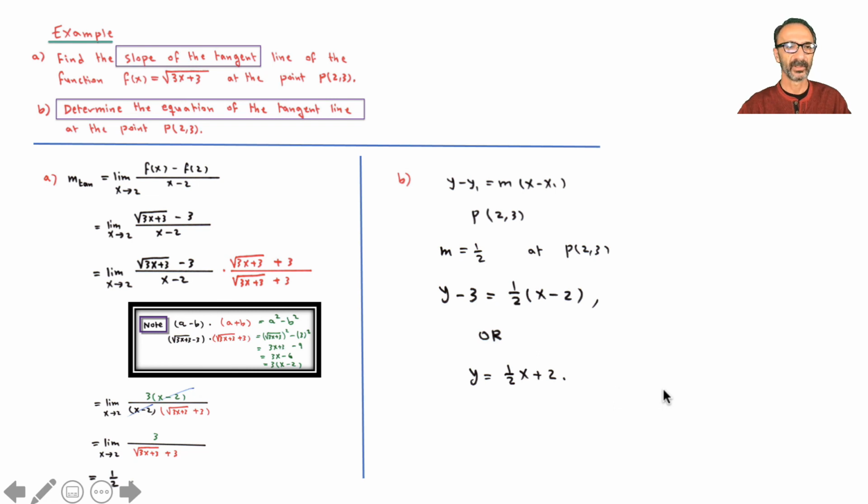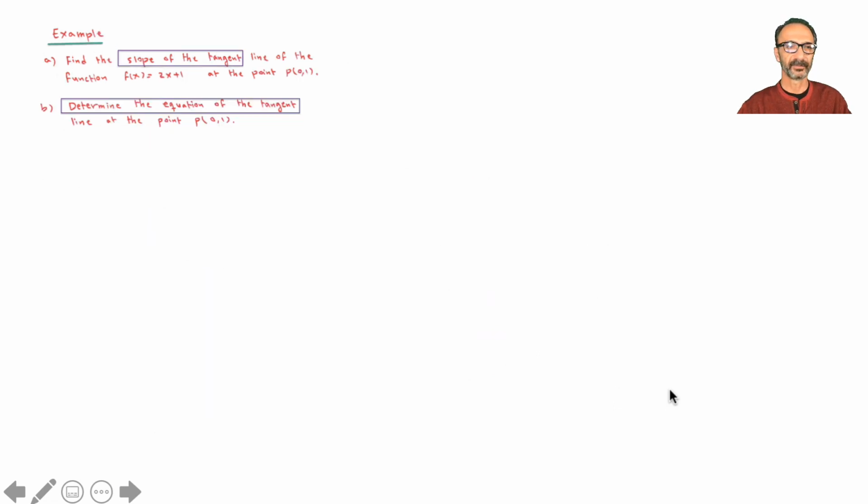Next, let's take more examples. Find the slope of the tangent line of the function f of x equals 2x plus 1 at the point 0, 1. Determine the equation of the tangent line at the point 0, 1. This time I'm using the other form, the second form. Since we have 0 for x, that's going to be 0 plus h, and that's going to be f of 0. Just plug it in right here and do the math.